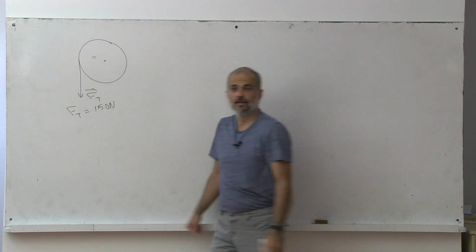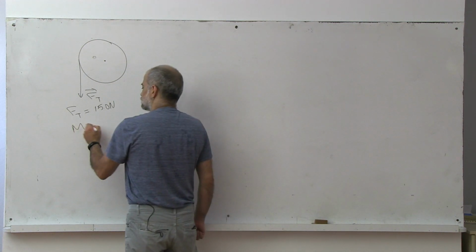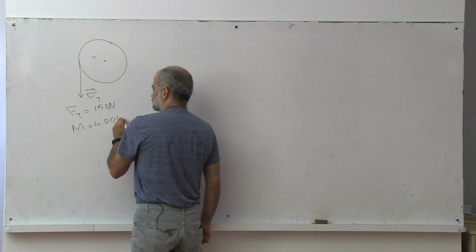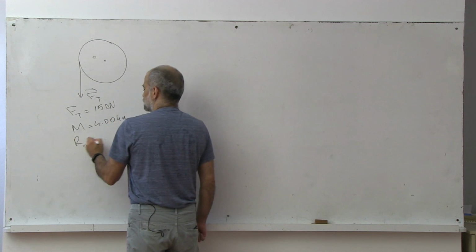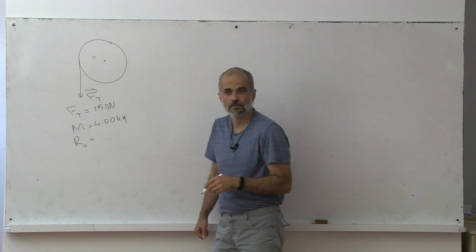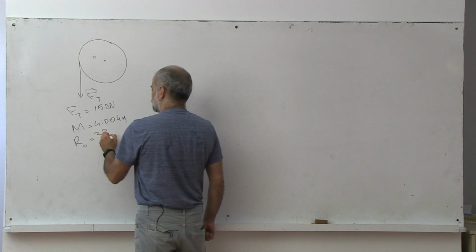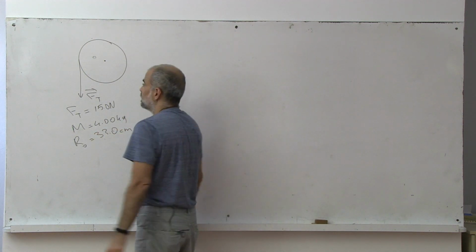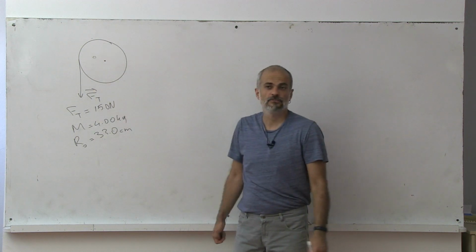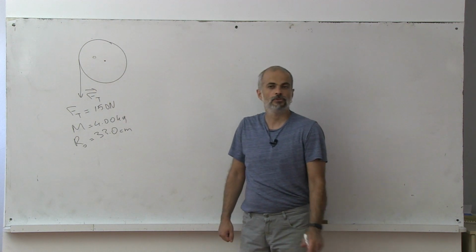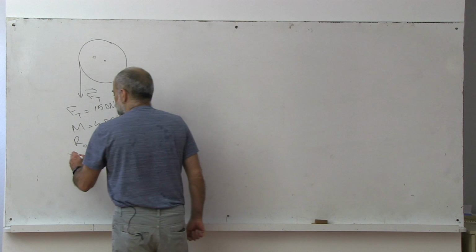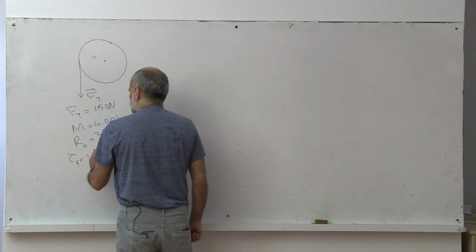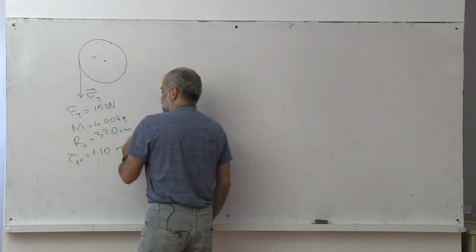Now this pulley has a mass of 4 kilograms, and its radius is given by 33 centimeters. And of course there are frictional forces acting on the system, and those frictional forces create a torque of 1.10 meter newtons.